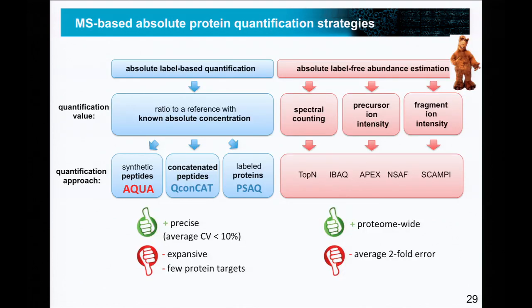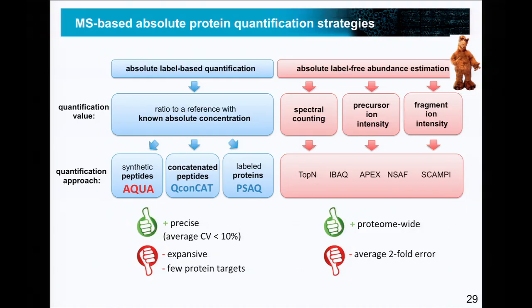So to summarize everything that I said about absolute protein quantification once more. The advantage of working with label-based approaches is that they are more precise. The average CV that you can achieve by using spiked-in heavy peptides is often in the range of 10%. It's very good. However, it's expensive, and usually you can just target a few proteins with these approaches.